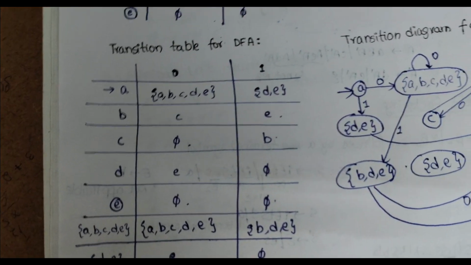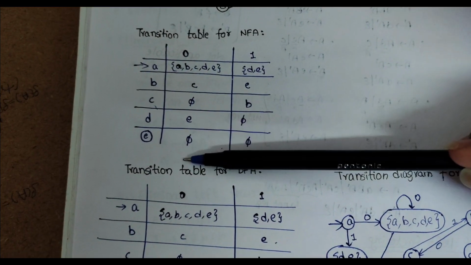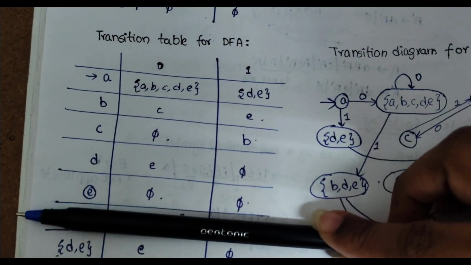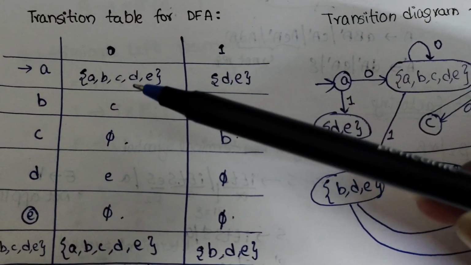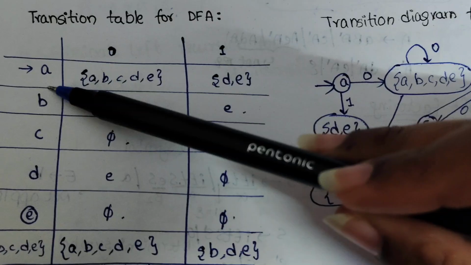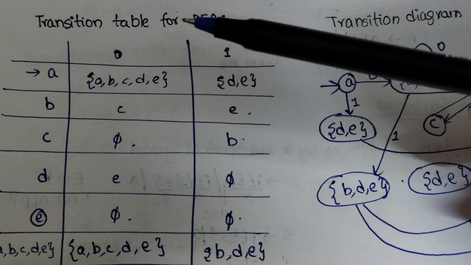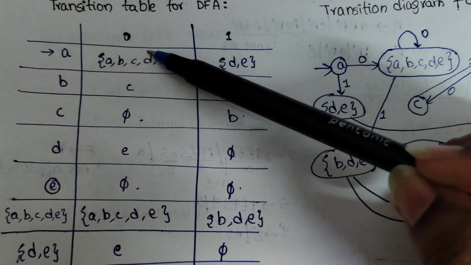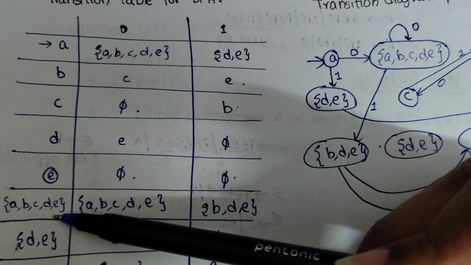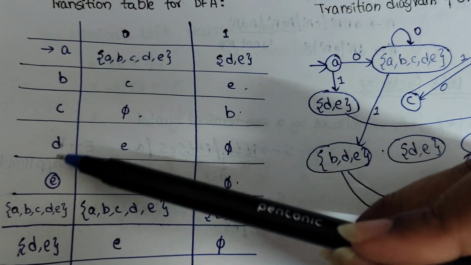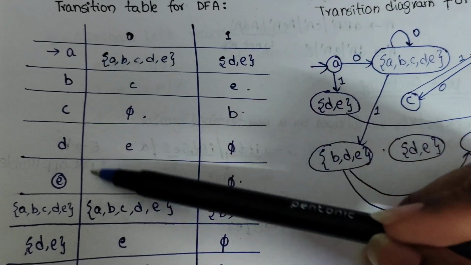Now we have to write the transition table for the DFA. So let us write the table as it is, till here. Now what we have to do is, here we have a group of states when A transitions on 0. But this is against DFA. So we consider A, B, C, D, E, this whole thing as another state. A, B, C, D, E on 0 gives A, B, C, D, E, C, phi, E, phi. So we'll take the union of all these.